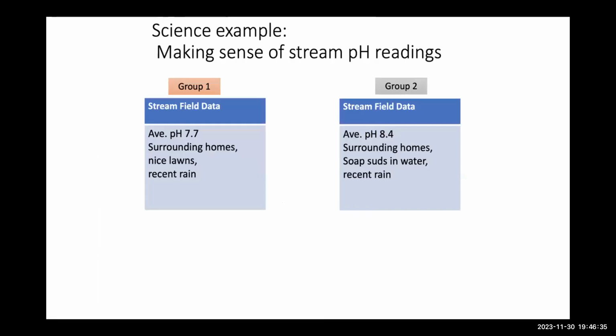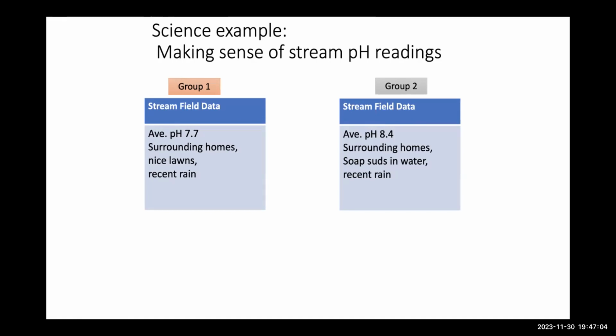Okay, so I have two small data sets here. I have group 1 and group 2. This is just a little data. Group 1 has an average pH of 7.7. There are surrounding homes and very nice lawns, and it recently rained. For group 2, the pH average was 8.4. There are also surrounding homes. There's soap suds in the water, and it recently rained.